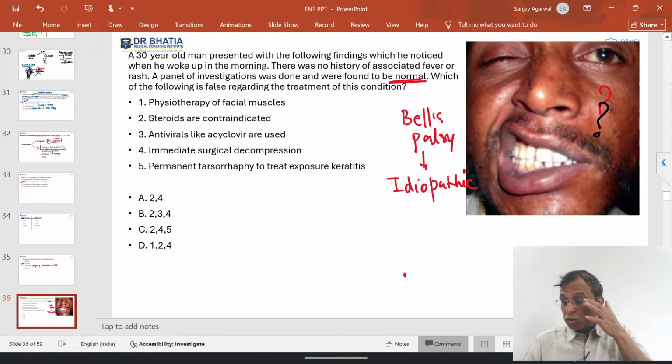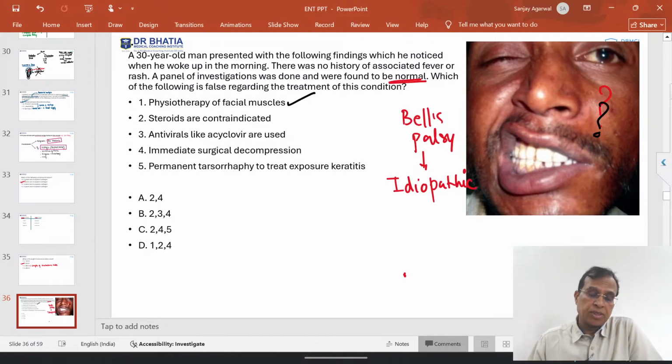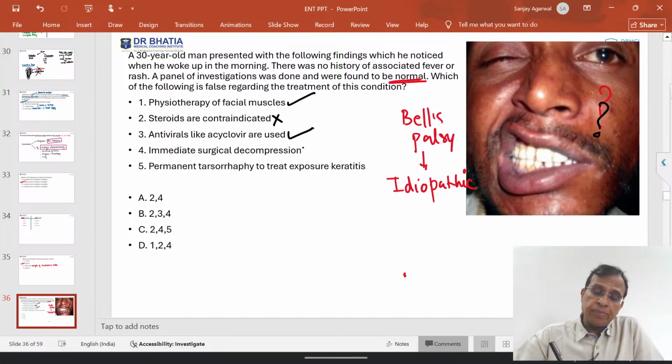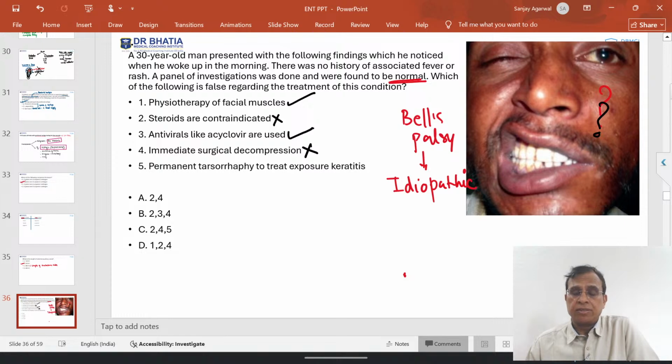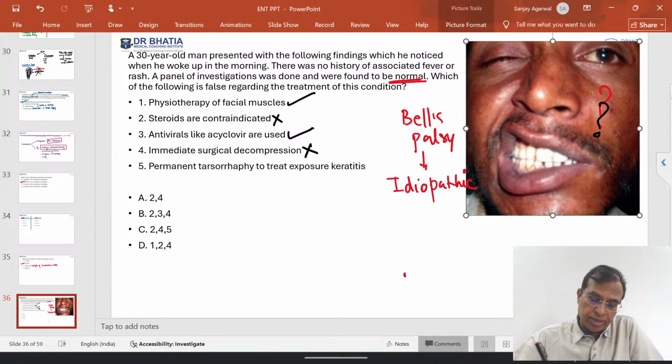So basically they are asking you which of the following is not done in Bell's palsy. Physiotherapy of the muscle, it is done. Steroids are not contraindicated, they are indicated. It's the main drug in this patient. Acyclovir is useful, is true. Surgical decompression immediately नहीं करते, obviously सर्जरी थोड़ा कर देंगे एकदम से. And permanent thyroplasty भी immediately नहीं करते.